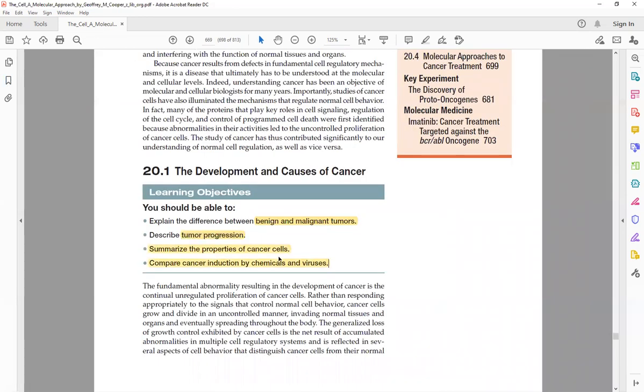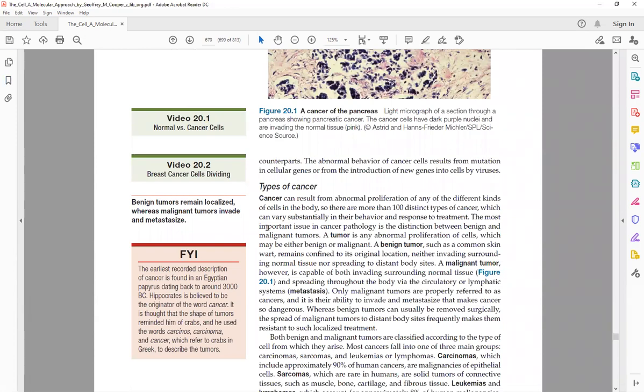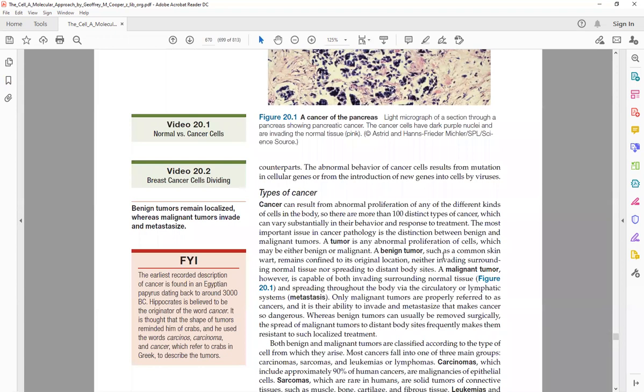Okay, so types of cancer. Firstly, we are going to classify the different types of cancer. Cancer can be divided into several types. One is the tumor, which is classified into two different types: the benign tumor and the malignant tumor. So one would be referred to as benign and another as malignant.